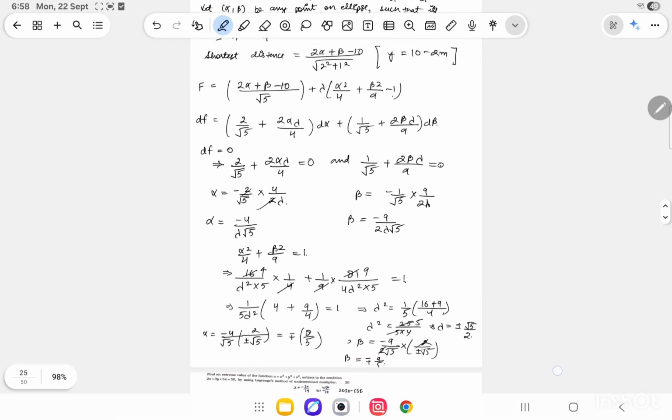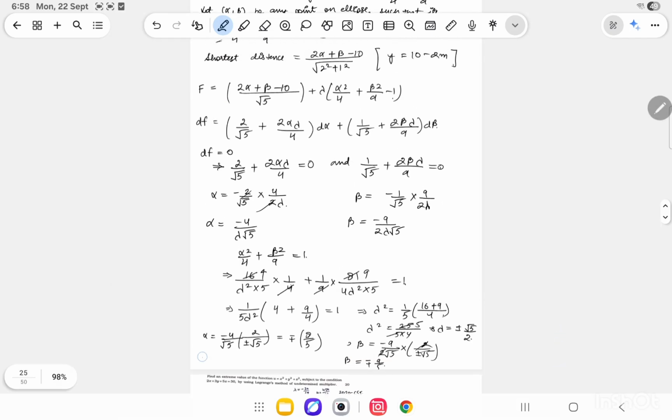Now I just need to verify for which value of alpha and beta the distance is minimum.